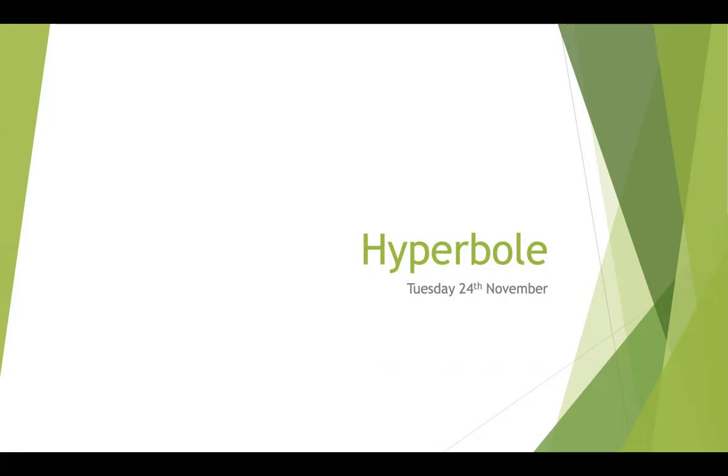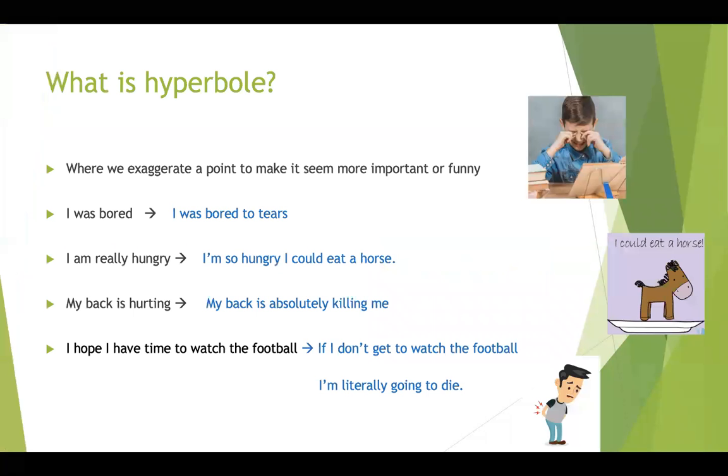Now, yesterday we looked at figurative language to try and see if we could spot some similes and alliteration. Well, today we're going to be looking at something called hyperbole, and we're going to see why it's used and where we can spot it. So, what is hyperbole? Well, hyperbole is where we exaggerate or make bigger and better a point to make it seem more important or funny.